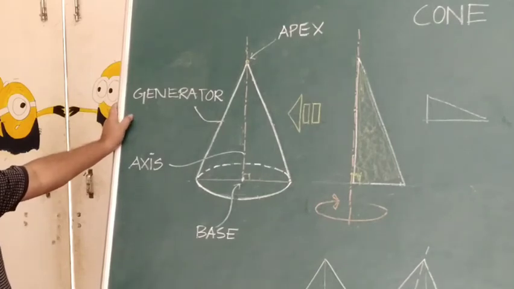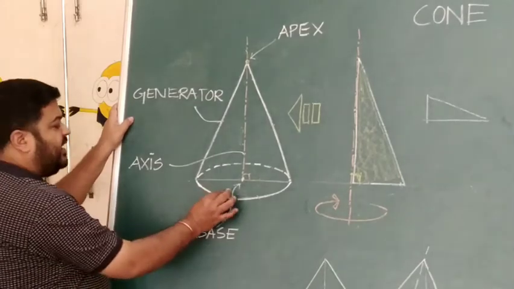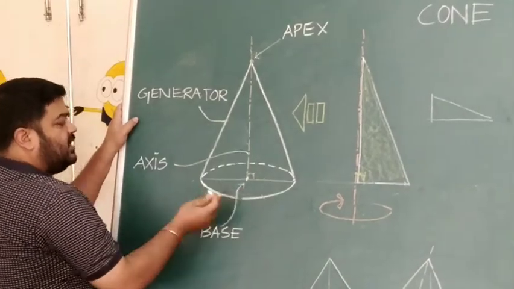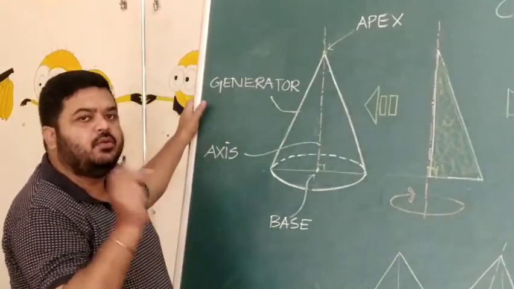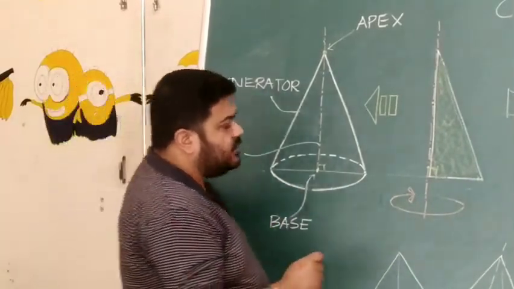Now, generators can be infinite in number. There can be infinite points from which you can take the generator. You can rotate the generator like a string and it will form the cone.